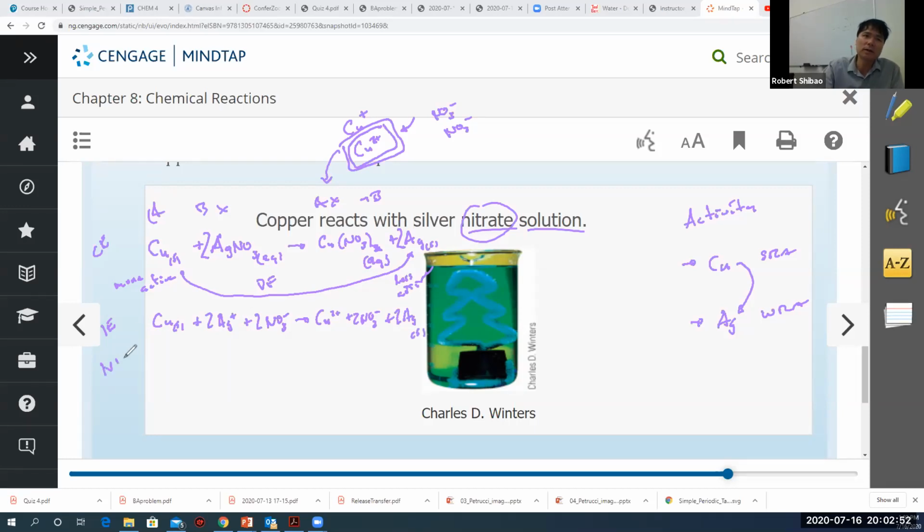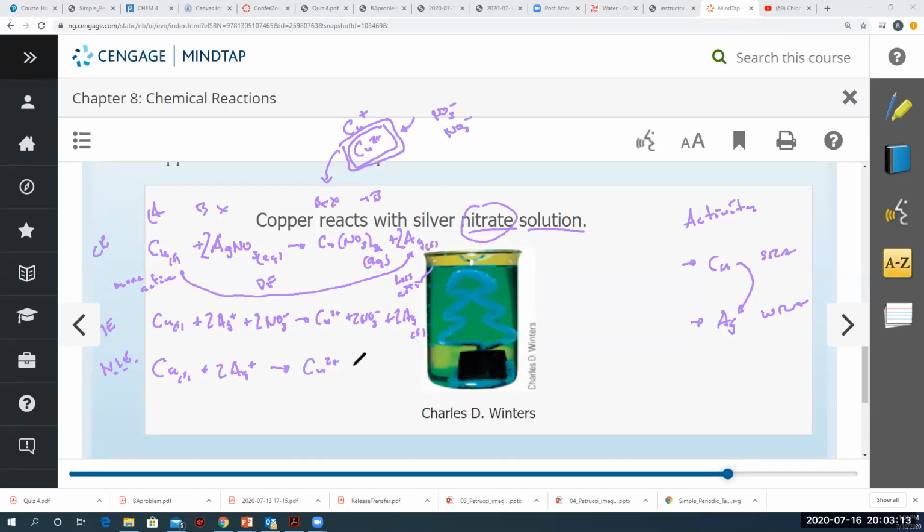Then we look for spectators. Are there any spectators here? It looks like nitrate. Nothing happened to the nitrate. That's a spectator. And so here we have copper solid plus 2 silvers. And the nitrate, nothing happens. We can cancel those out of the net ionic equation. And we're going to end up with copper(II) plus 2 silvers here.